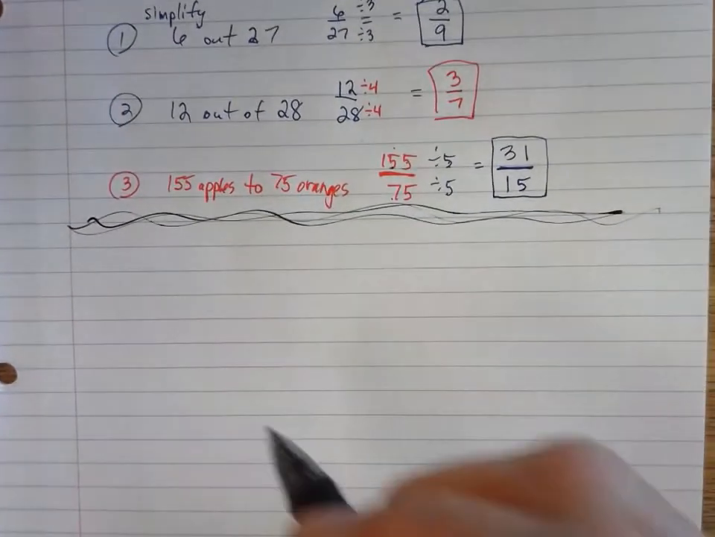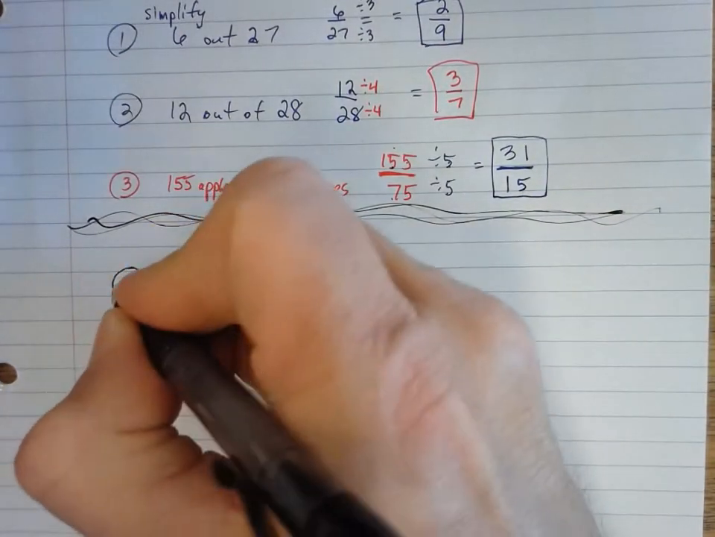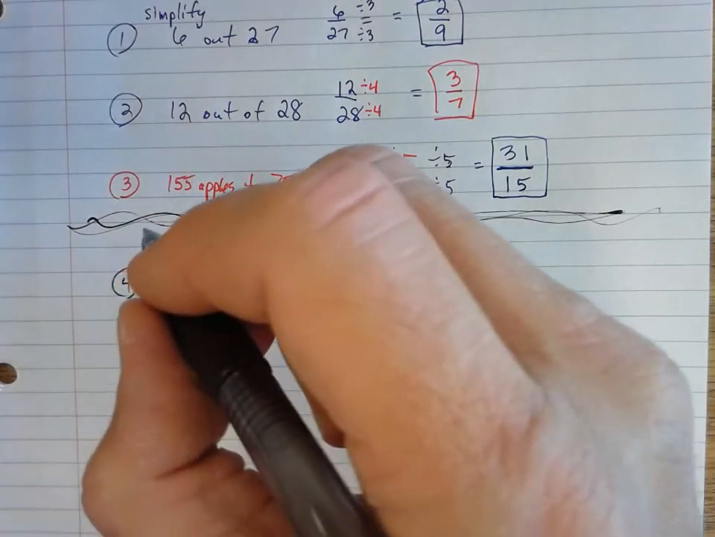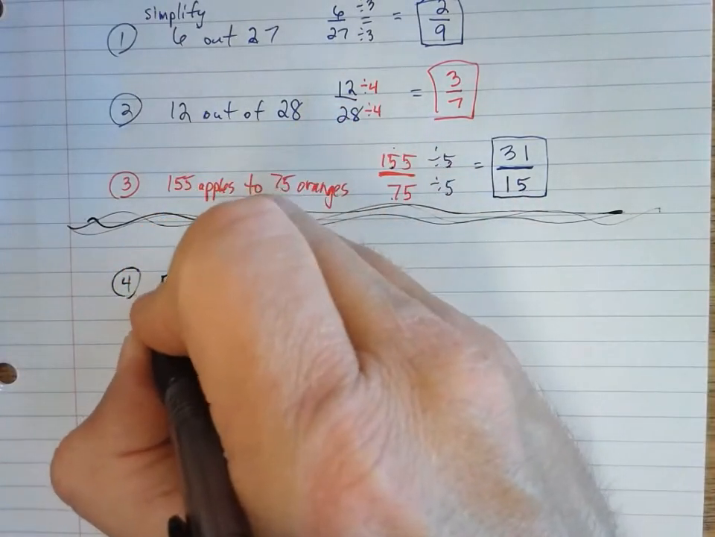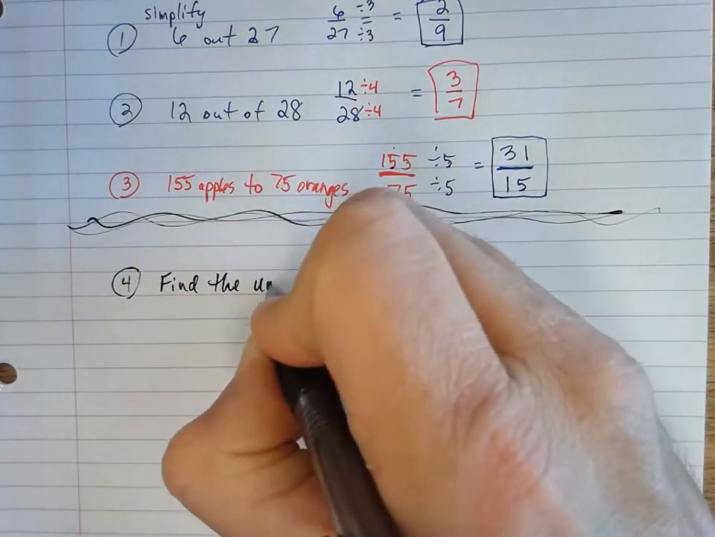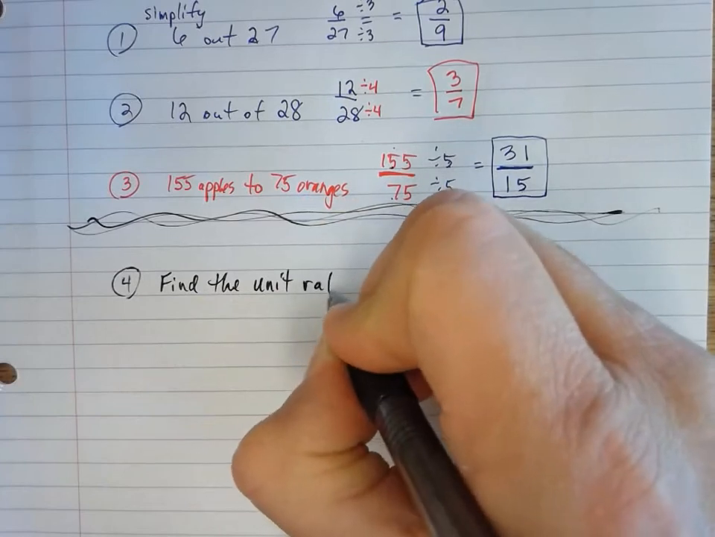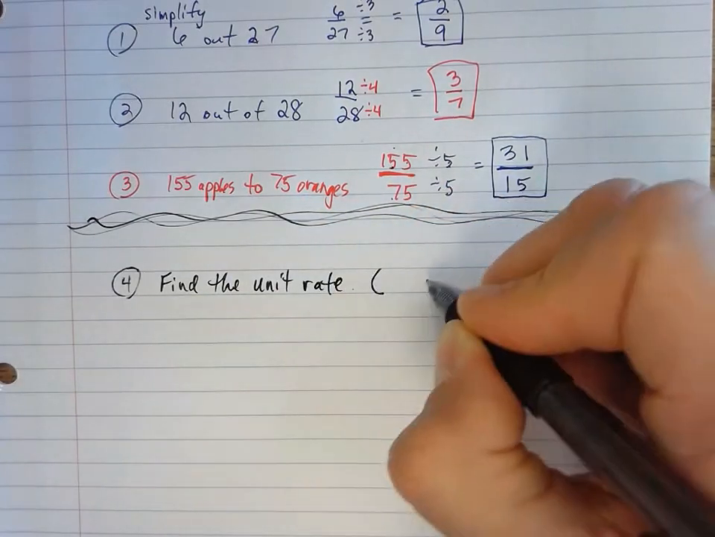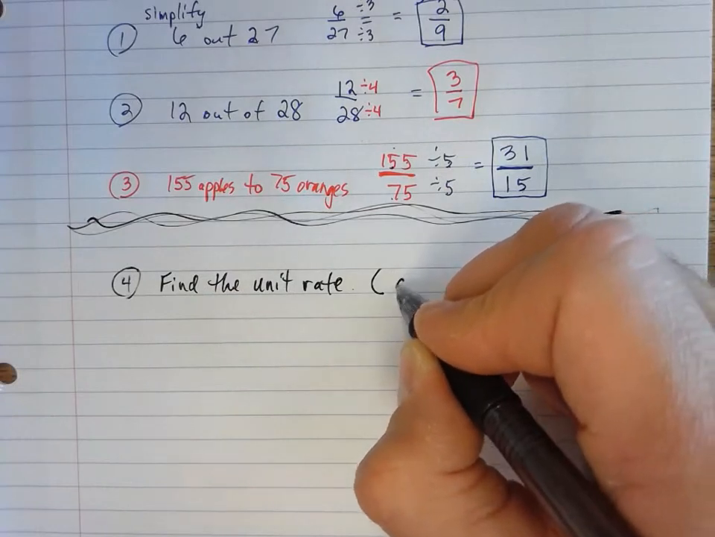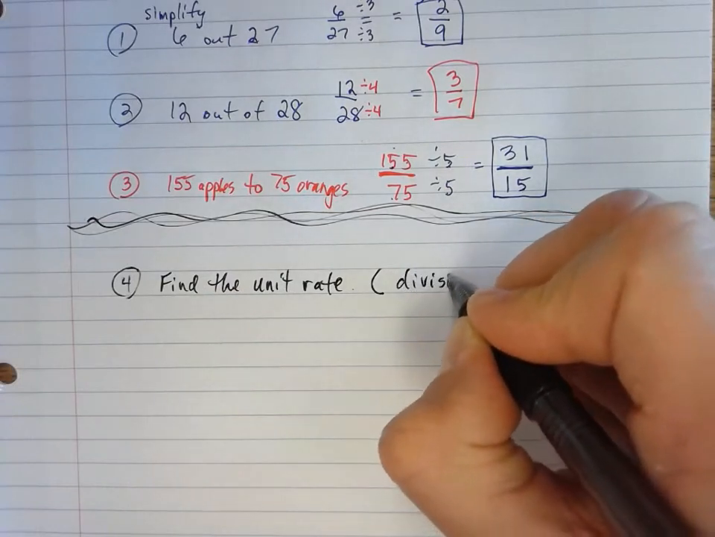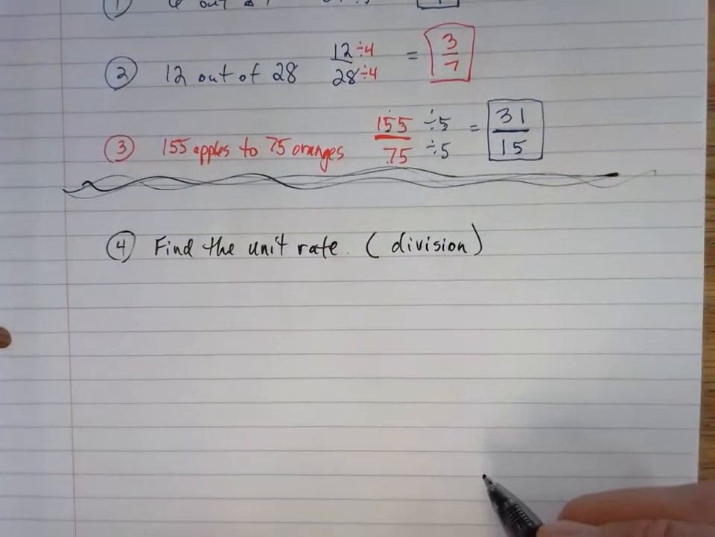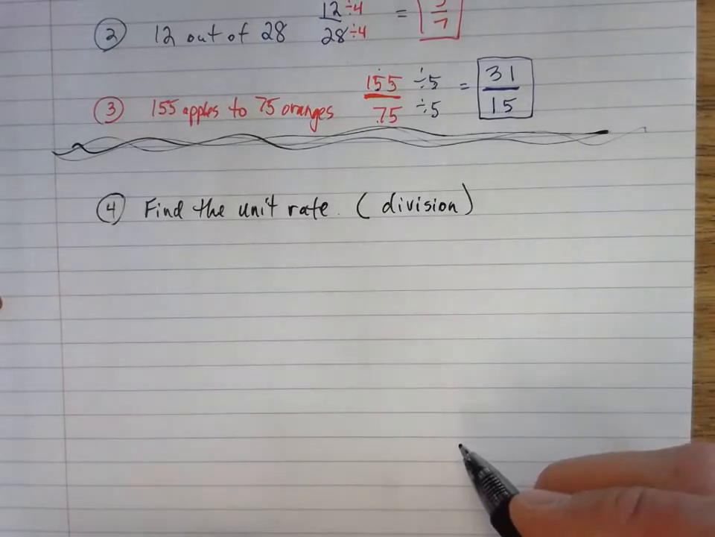All right, and down here we're not just going to simplify, we're going to find each ratio and get the unit rate. Okay, so find the unit rate, and of course that means we're going to have to do some division, right? And in our case we're going to have to do some long division. So when you're finding a rate or a unit rate like we're going to be doing most of, there's going to be some division involved.